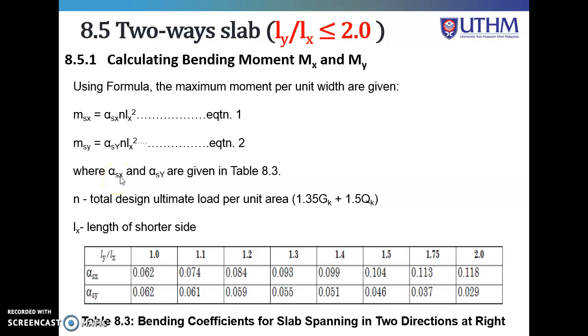Okay. So alpha sx and alpha sy are given in this table. So n kat sini adalah total design load per unit area. So we can calculate from the action given ataupun load given. Lx represents the length of the shorter side. So first kita kira Ly divide by Lx. Ly divide by Lx berapa nilainya? Let's say nilainya adalah 1.5. So ini adalah nilai alpha untuk x, ini alpha untuk y.